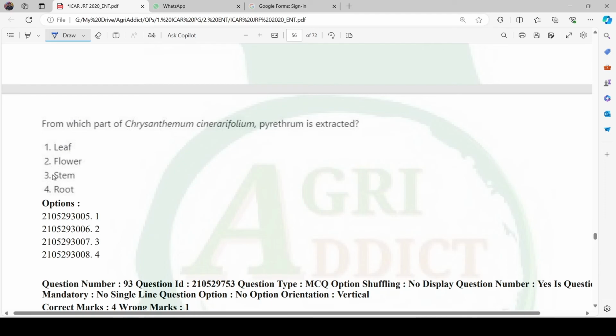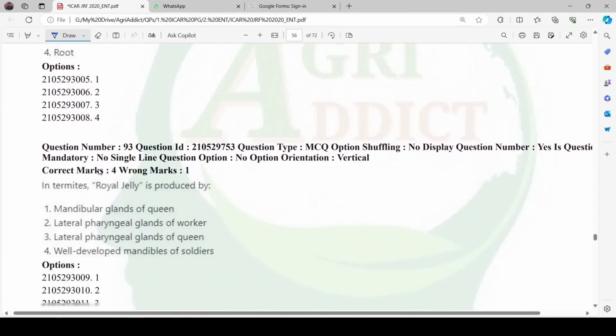Which part of Chrysanthemum cinereifolium is pyrethrum extracted from? Pyrethrum is mainly extracted from the flower. But from Nicotiana tabacum, when we need to get the nicotine from that plant, the root is mainly where we can get the nicotine.